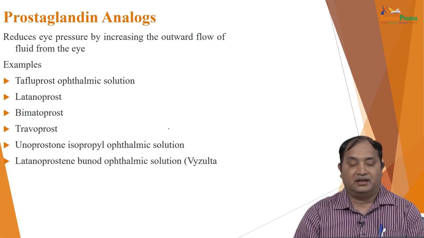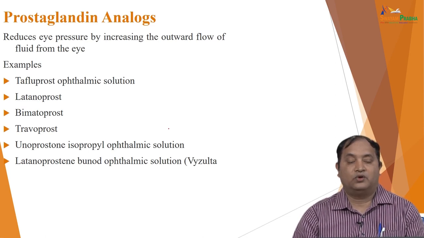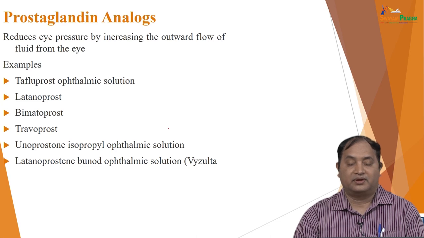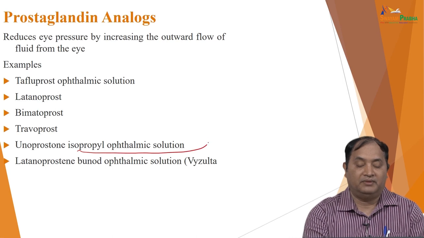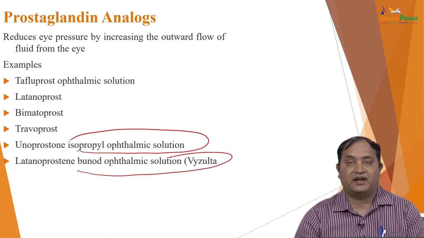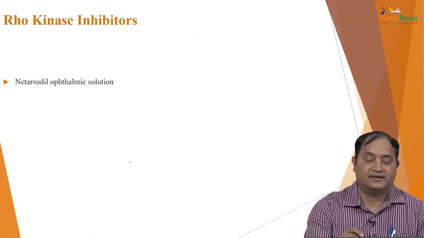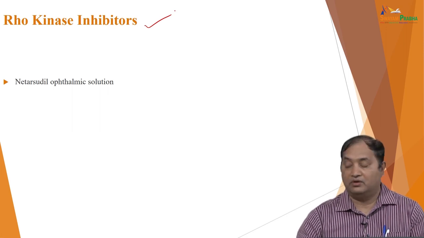Now, another group of drugs is prostaglandin analogs. They reduce the intraocular pressure by increasing outflow of fluid from the eye. So, for example, tafluprost ophthalmic solution, latanoprost, bimatoprost, travoprost. There are so many examples of prostaglandin analogs, and some of these are ophthalmic solutions like isopropyl ophthalmic solution or latanoprost ophthalmic solution. So, these are some examples of ophthalmic solutions and use of prostaglandin analogs. One of the classes used now is Rho kinase inhibitors. This is also used in order to reduce the ocular pressure.